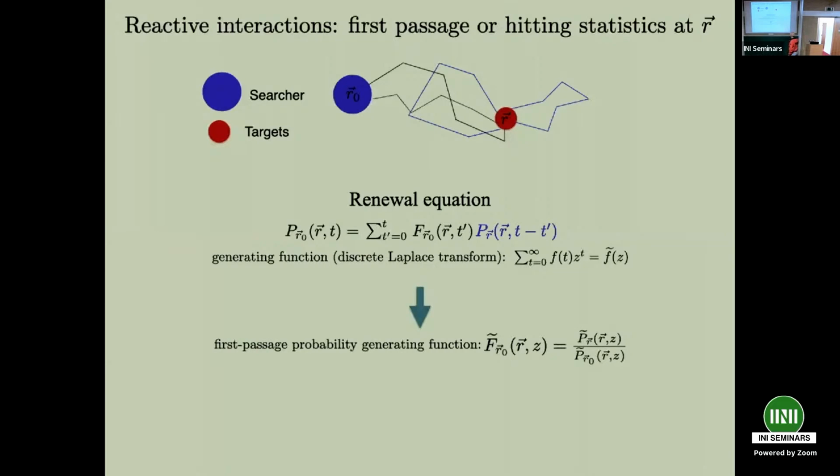The P_0 on top, and this is P below, okay? So it's a ratio of the occupation probability from the starting location to R divided by the probability. I mean, you can see, as you Laplace transform this, you get the product of this and that.